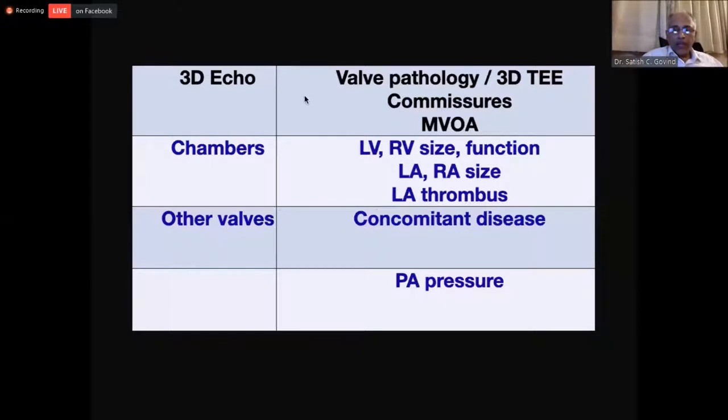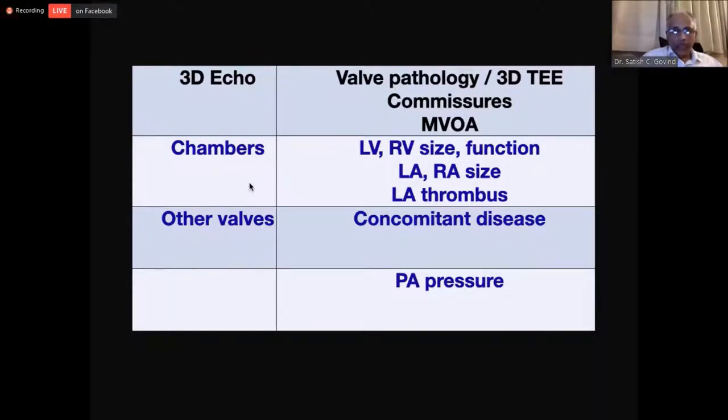So again, in terms of looking at stenosis, you look at the 3D, where it can give you information in terms of the commissures, where the 2D can be a bit of a problem. For complex asymmetry of the orifices, 3D can be helpful. That is where the real value is.